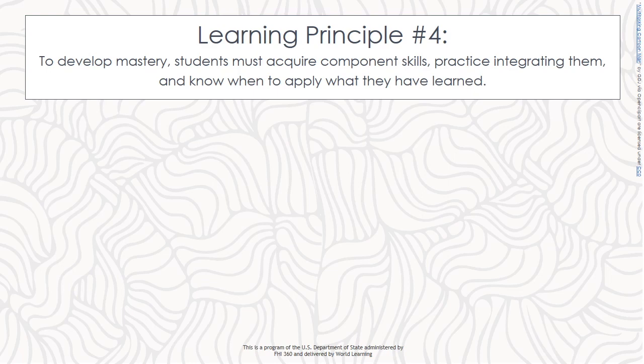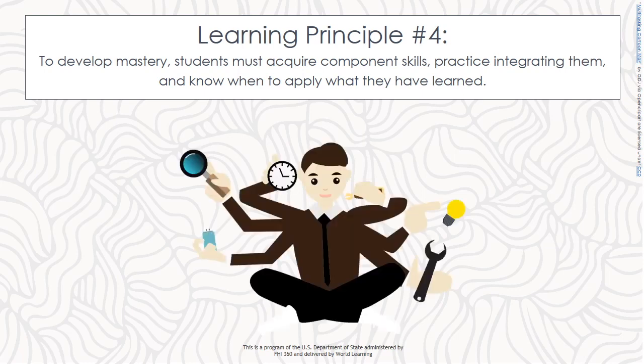Learning principle number 4. To develop mastery, students must acquire component skills, practice integrating them, and know when to apply what they have learned. This means that if a task requires the use of multiple skills, it is better to have the opportunity to practice each skill in isolation first. The combination of all skills will go better once each sub-skill is given its due practice.